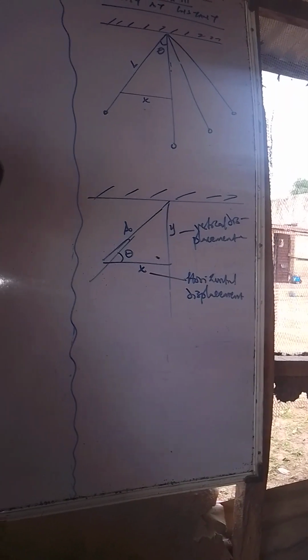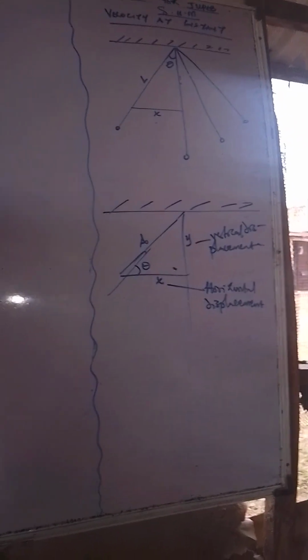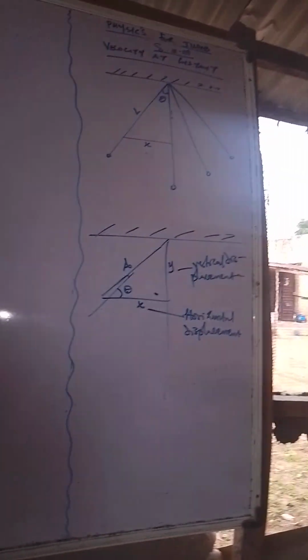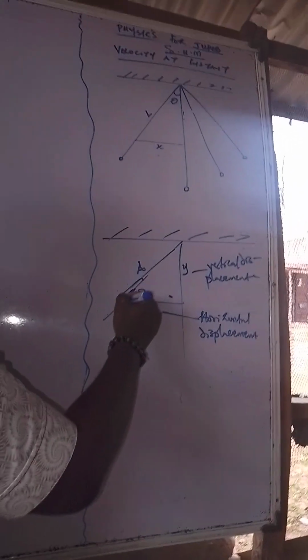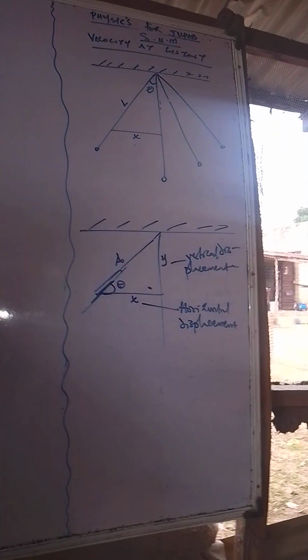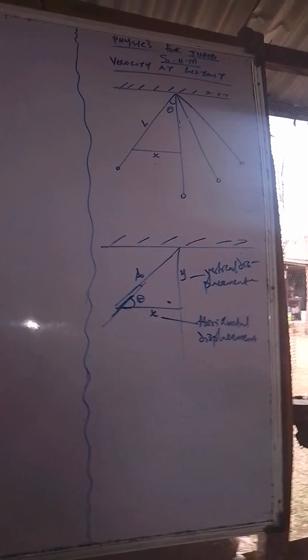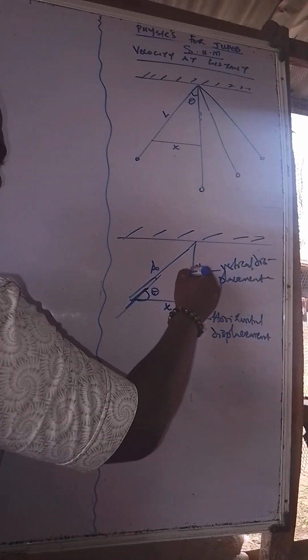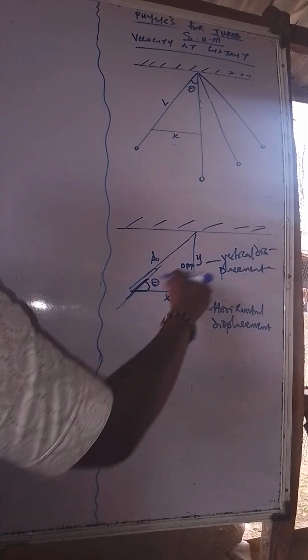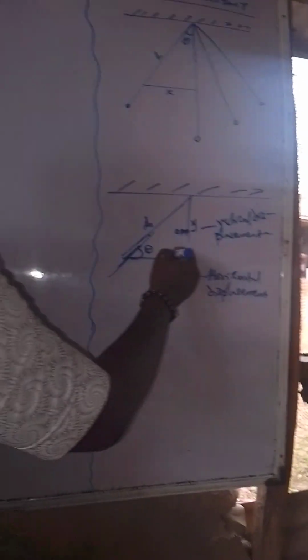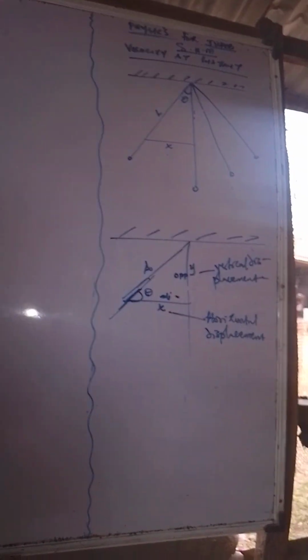This is velocity at instant for a simple harmonic motion. All right, we have theta as the angle on the horizontal displacement. Now, consider this side is opposite because it's directly opposite to the given angle. This side is adjacent.